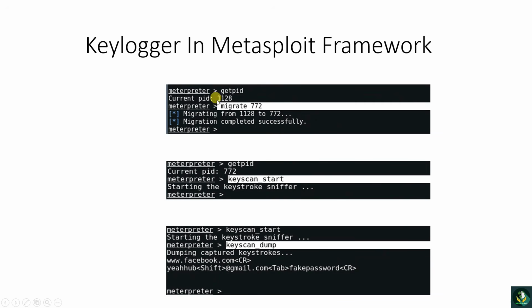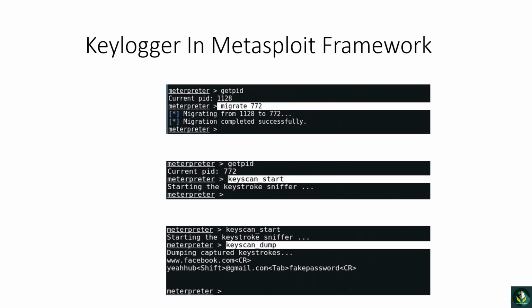As you can see, you will get your current PID, which is 1128. To migrate to the explorer.exe PID, we have to do migrate followed by the PID. Let's go ahead and see what it looks like when you start a remote keylogger.